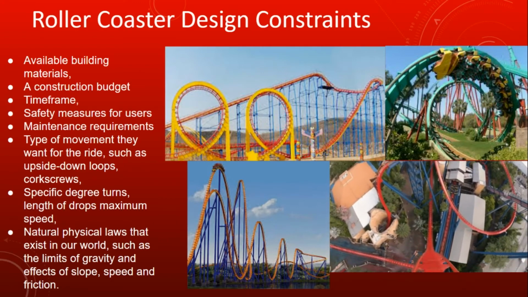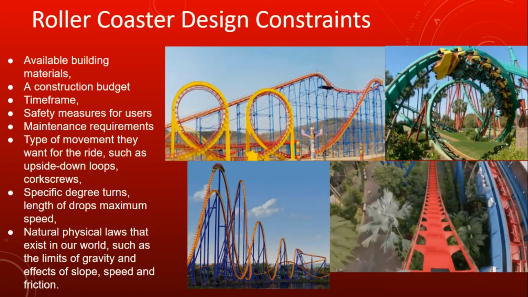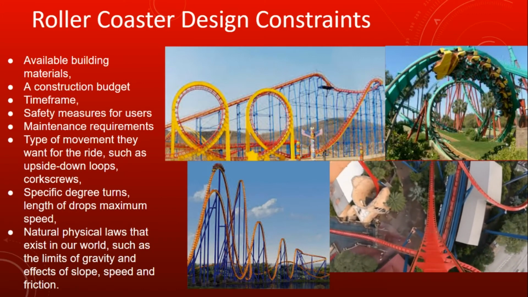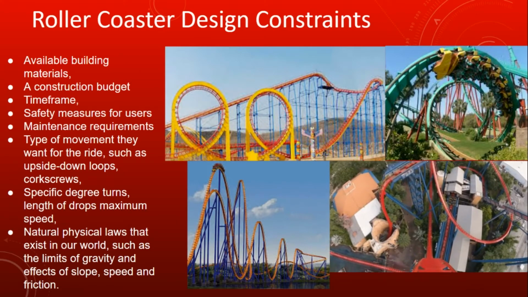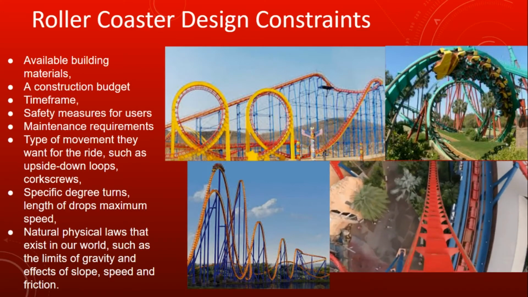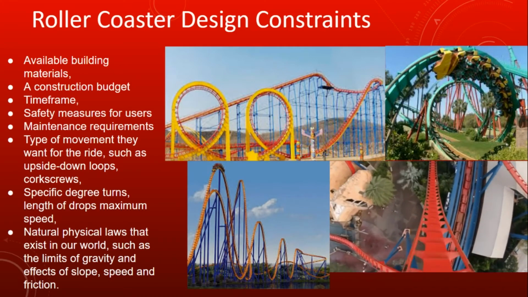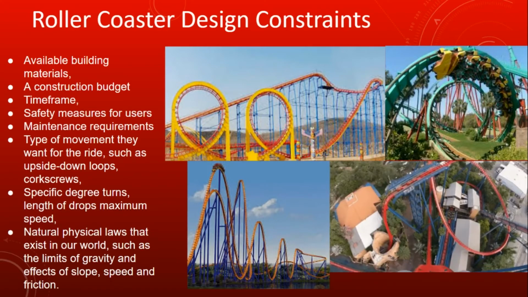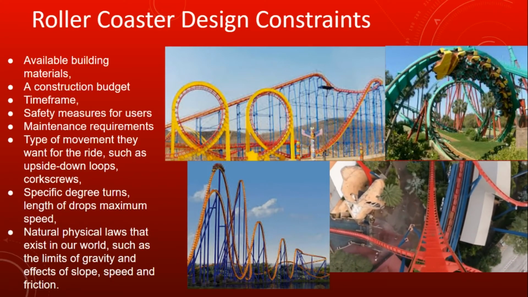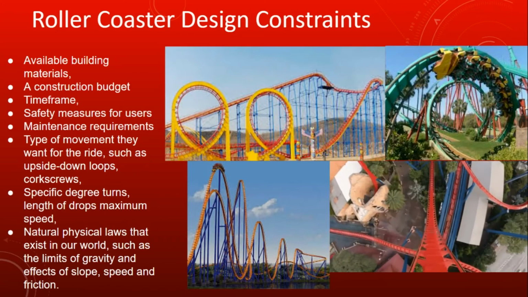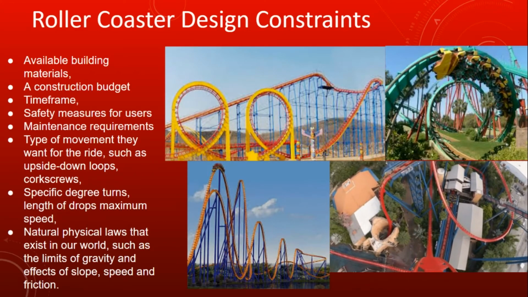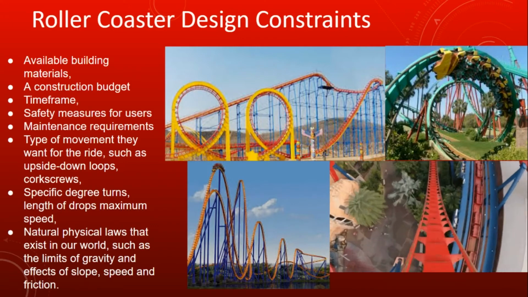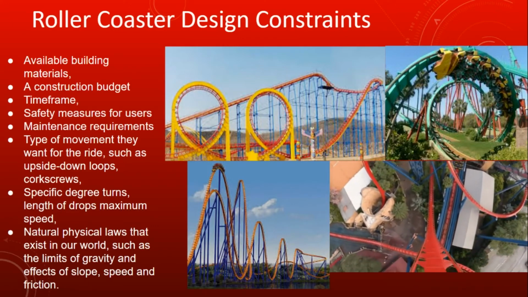The amusement park client may also give requirements for the type of movement they want in the ride, such as upside down loops, corkscrews, specific degree turns, length of drops, or even maximum speed. They also may have to abide by safety assurance for users, such as being safe for people taller than 6 feet tall. Another basic constraint that always applies is the natural physical laws that exist in our world, such as the limits of gravity and the effects of slope, speed, and friction.